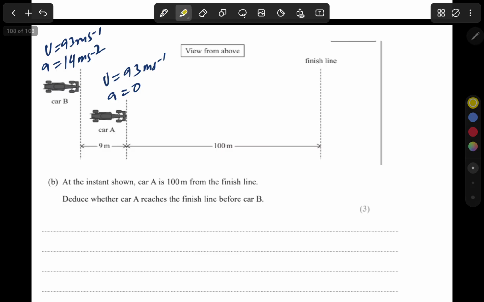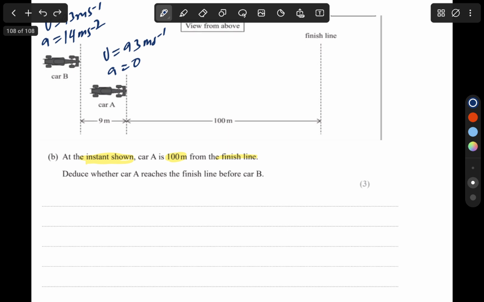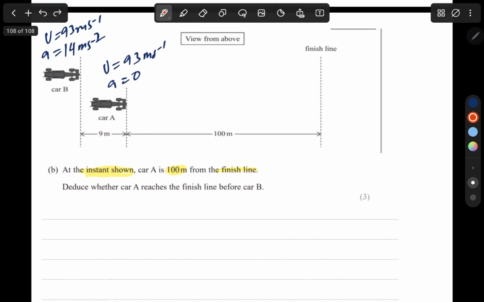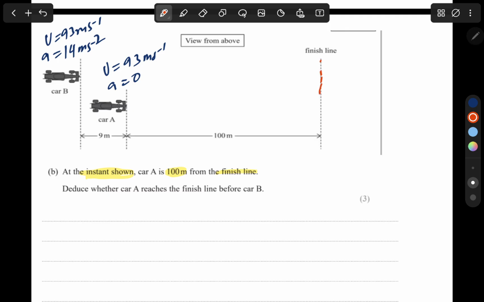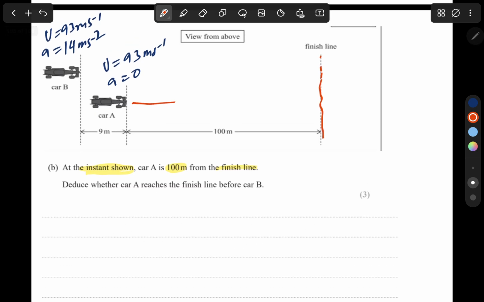So here we have this. At the instant shown, car A is 100 meters from the finish line. So car A is 100 meters from the finish line. Deduce whether car A reaches the line first before car B. So we have to find the time that it takes for car A to travel 100 meters and win the race, right?